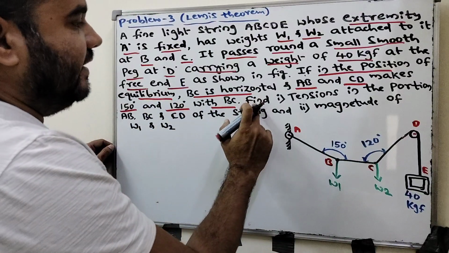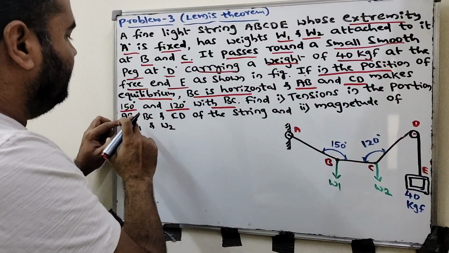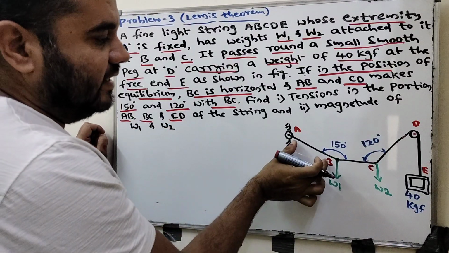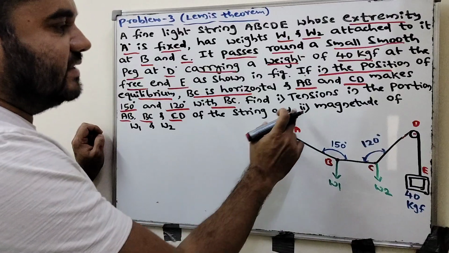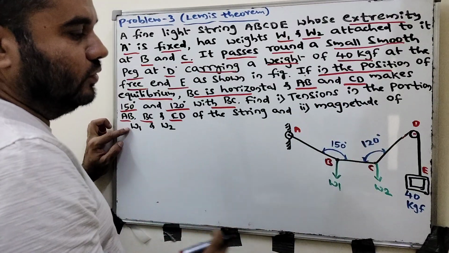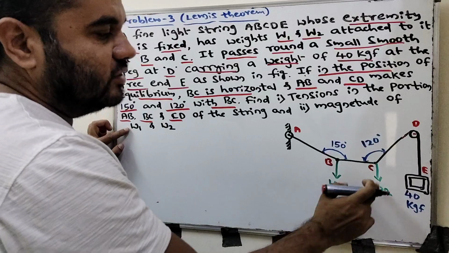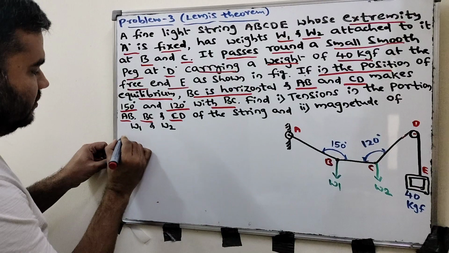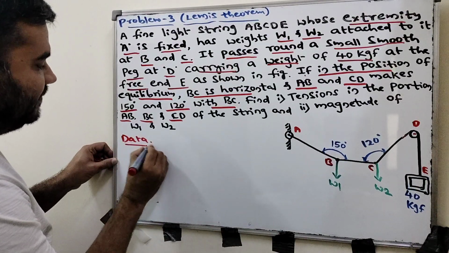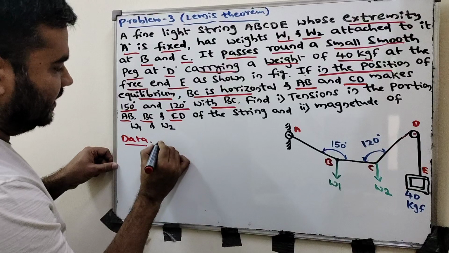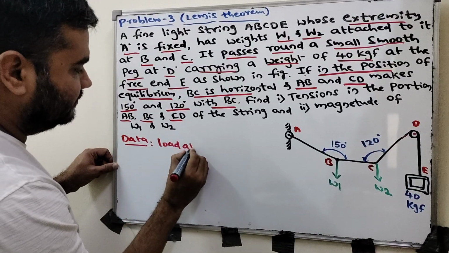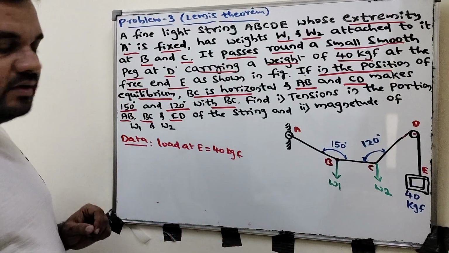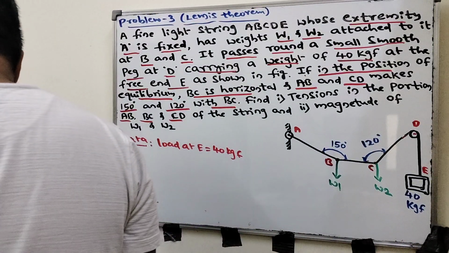What you have to find out? Find the tensions in the portions AB, BC and CD. First AB, BC and CD, how much is there. Next, second point, the magnitudes of W1 and W2. You have to find out how much weight 1 is and how much weight 2 is. This is how the problem is given. Let me note down the data. The load at E equals 40 kgf. That is one data given here.